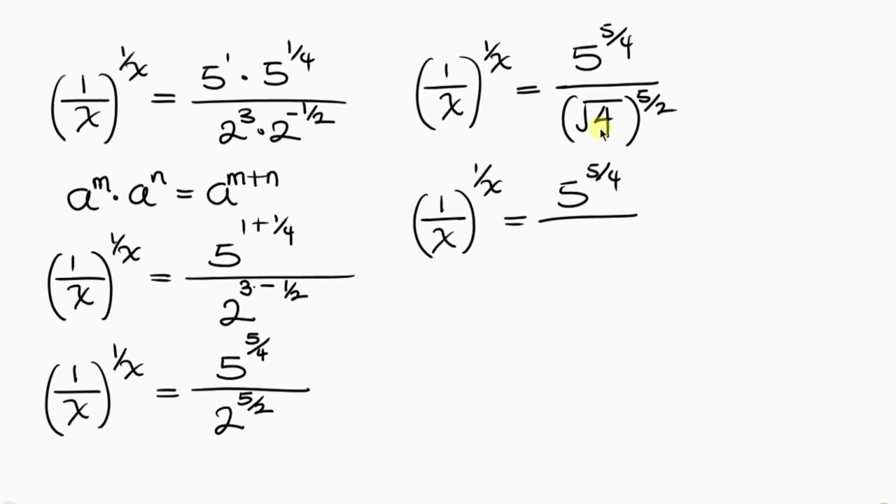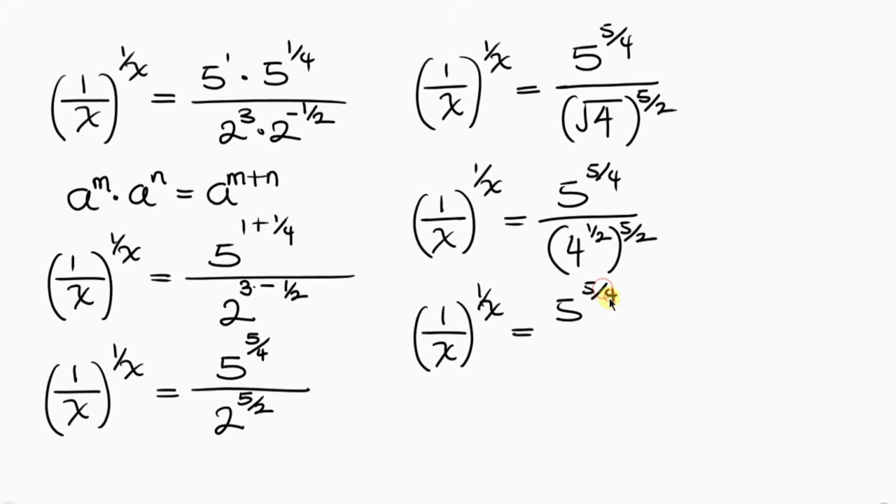Now this becomes, the square root of 4 can be written as 4 to the power of half. And this is raised to the power of 5 all over 2. Now simplifying, we have 1 over x all raised to the power of 1 over x to be equal to, this is 5 to the power of 5 over 4 all over. Now from indices, powers multiply, because when I have a to the power of m and this is raised to the power of n, this can be written as a to the power of m times n, that is mn.